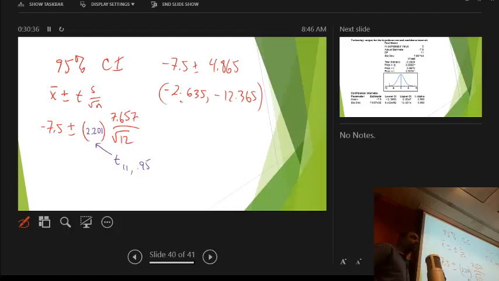Yes? Don't they already give you the confidence interval, the start next to the graph? Yes, but let me come back to that. Okay, let me come back to that.